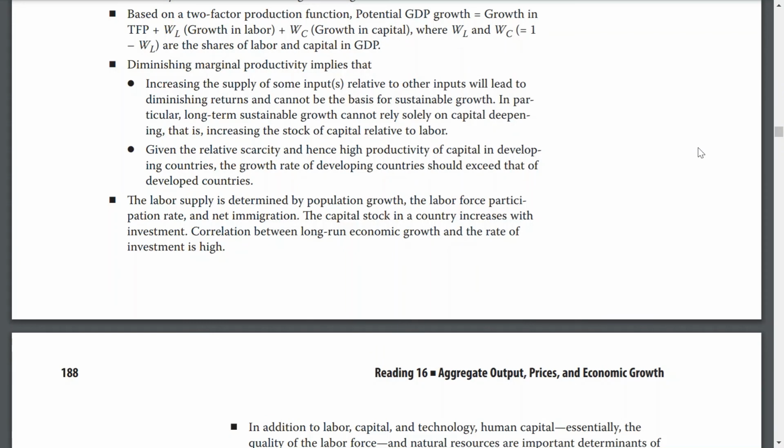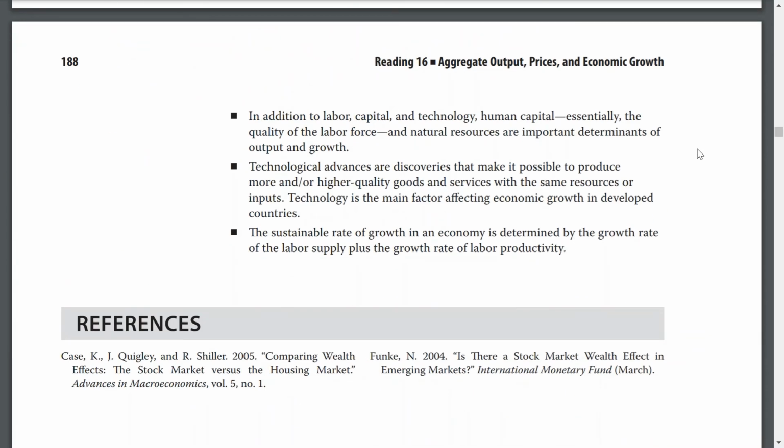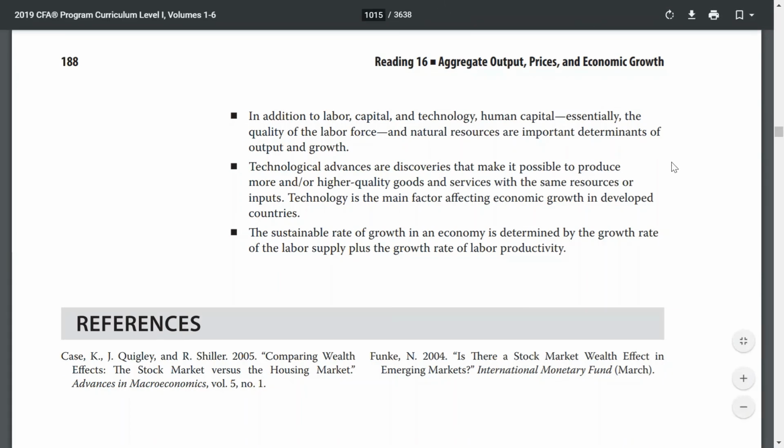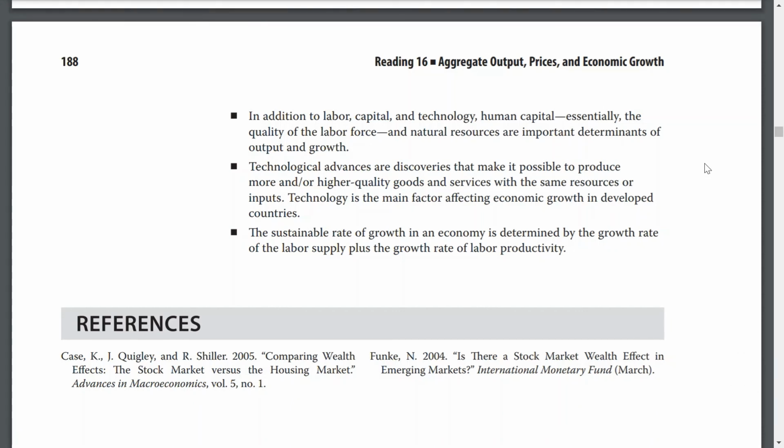The labor supply is determined by population growth, the labor force participation rate, and net immigration. The capital stock in a country increases when investment increases. The correlation between long-run economic growth and the rate of investment is high. In addition to labor, capital, and technology, human capital, essentially the quality of the labor force, and natural resources are important determinants of output and growth.